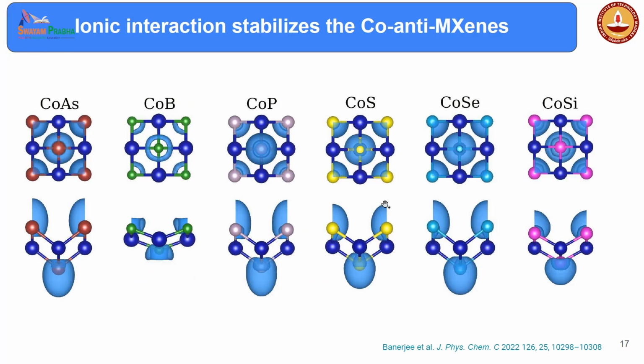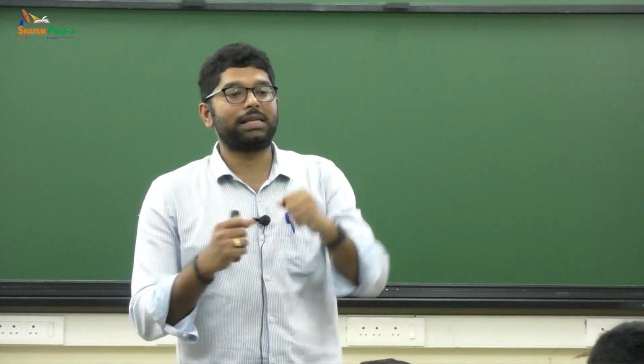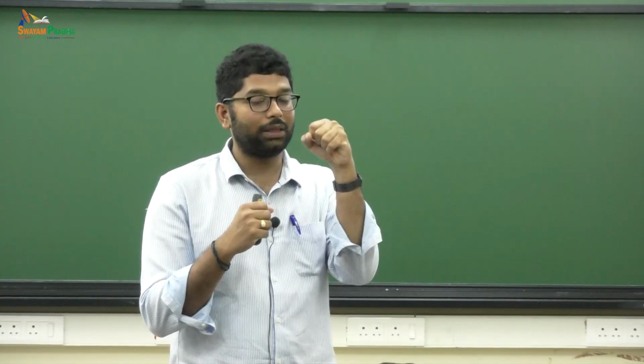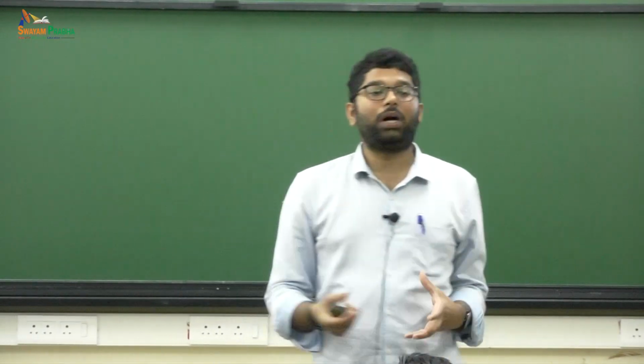These are some of the electron localization function plots. From this you can clearly see, as I said, the blue color atoms correspond to the cobalt atoms, that is the metal atom, and the other atoms are the non-metal atoms. You can clearly see that the electron density is majorly localized on the non-metal atoms. What does that suggest? That means electrons are majorly there. This is an ionic type of interaction that is happening between the anion and the cation. Here it is the non-metal and the metal atom, and that is what is stabilizing these systems.